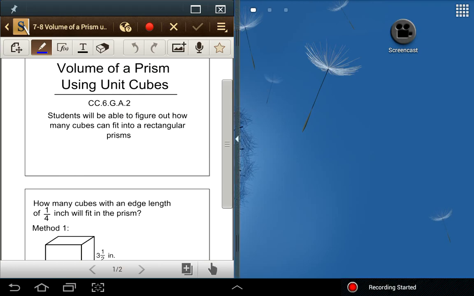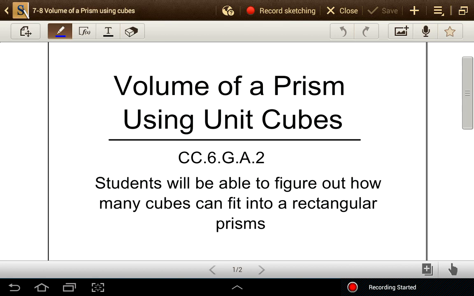Okay, class. Today we're going to talk about the volume of a prism using unit cubes. The idea of today is using volume to figure out how many cubes we can fit into a rectangular prism. So we're going to have to know the volume, but we're actually going to count cubes as if we're packing the item. I only have one example today, but I'm going to show you two different methods that you can use to find the answer. So I'm going to go ahead and go to our first example.